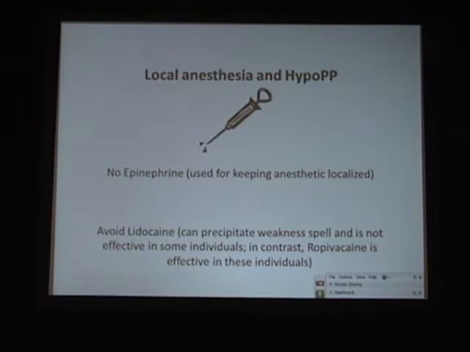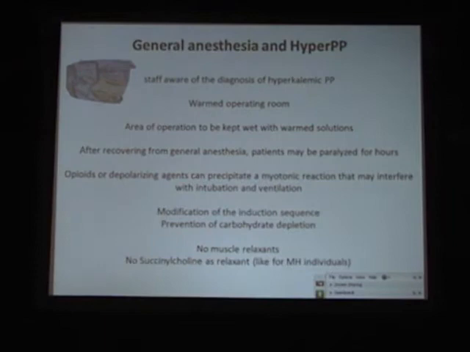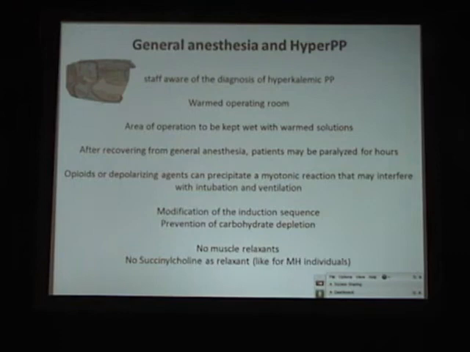What to do in hyper-PP? Just the other way around. Also here, warm operation room. We have to be aware of the effect that after recovery from anesthesia, the patient may be paralyzed, and you have to be aware of the fact that vaporizing agents can precipitate a myotonic reaction. The anesthesiologist should modify the induction sequence. This means he should not use inhalational narcotic drugs, but short-acting intravenous narcotic drugs. And of course, he should avoid muscle relaxants, especially succinylcholine.